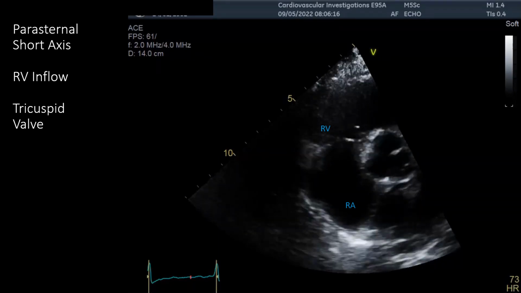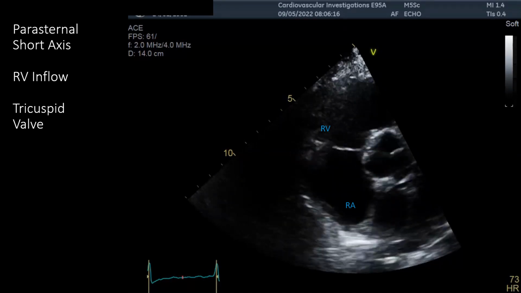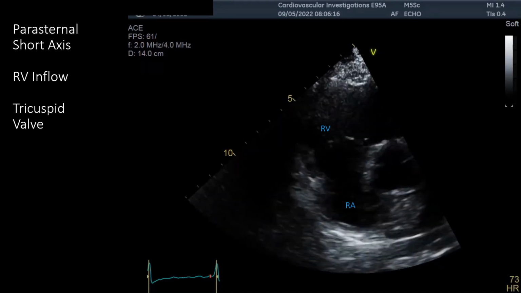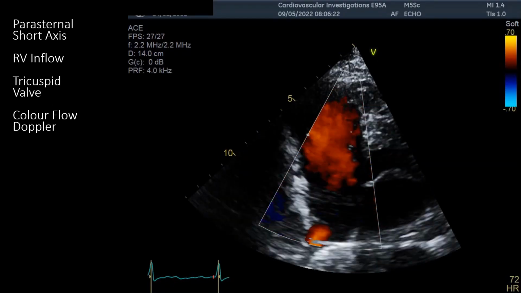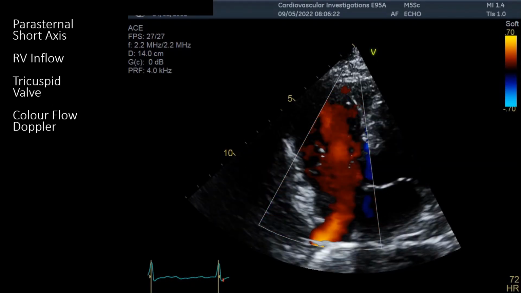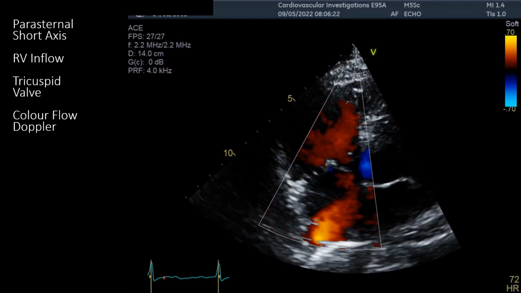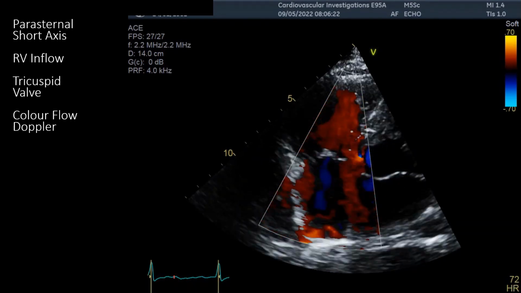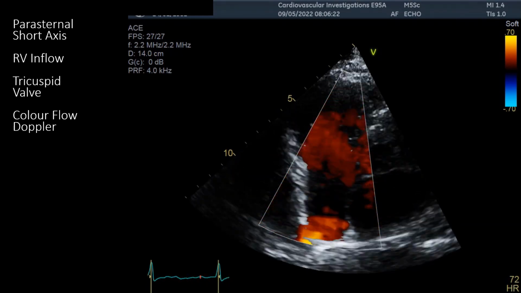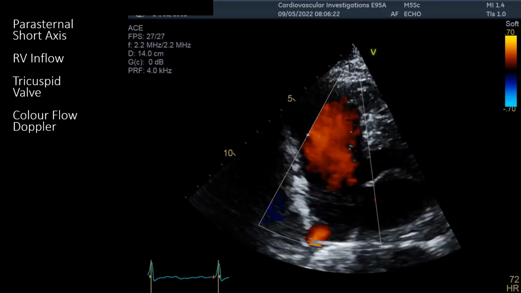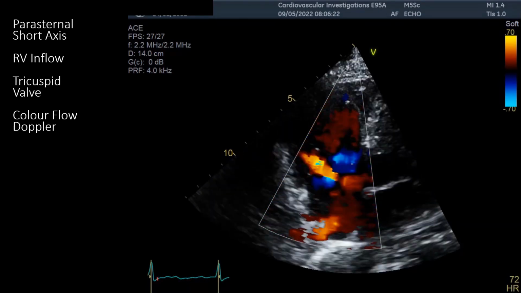Rocking back the other way, we just get a more focused view of the tricuspid valve, separating the right ventricle and atriums. And again, we have color flow, with the red flow being towards the probe and blue flow being away from the probe. We can see some tricuspid regurg emanating from the middle of where the tricuspid valve sits, and we'll interrogate that further with the spectral trace.